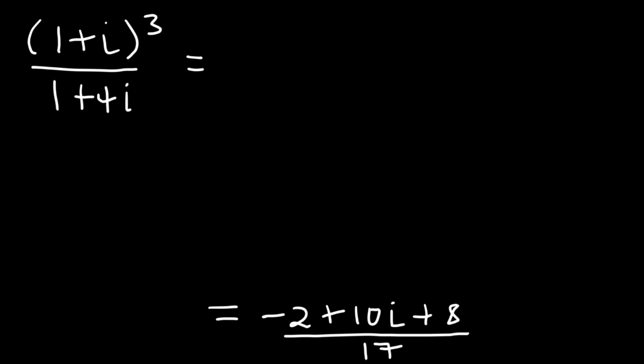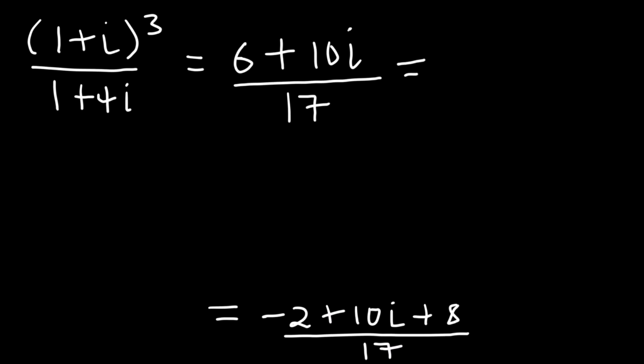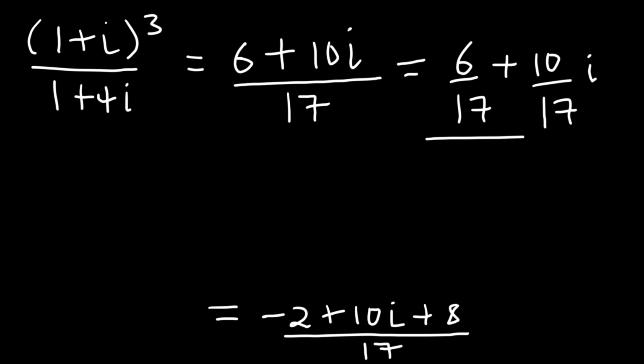And so we shall have negative 2 plus 8, which is positive 6, and then plus 10i divided by 17. And if we split this, we shall have 6 divided by 17 plus 10 divided by 17 times i. And that's our answer.